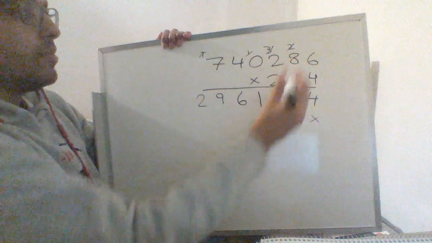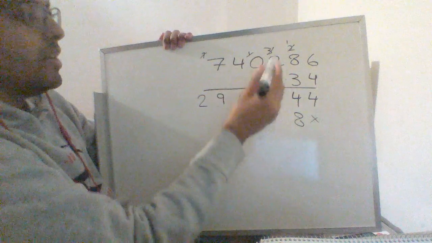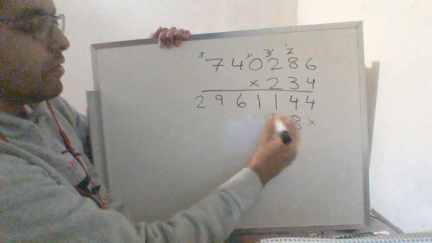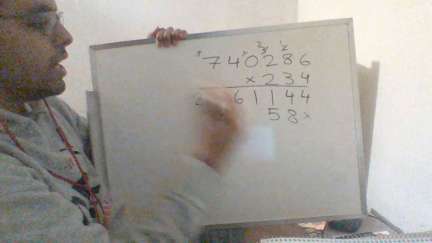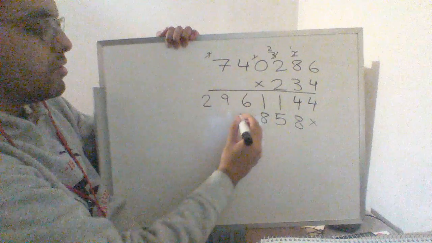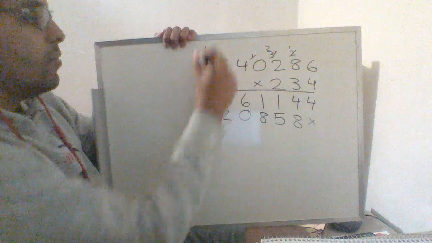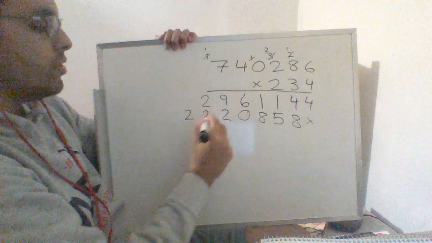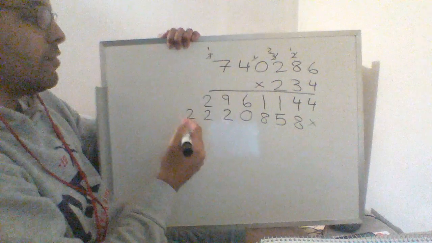So we got 3 times 6 is 18. Carry the 1. 3 times 8 is 24. Plus 1 is 25. 5 goes here, carry the 2. 3 times 2 is 6, plus 2 is 8. 3 times 0 is 0, no problems there. 3 times 4 is 12, carry the 1. 3 times 7 is 21, plus 1 is 22. So we've got lots of 2's going on here. And then we're done. So there's nothing left after that 7.